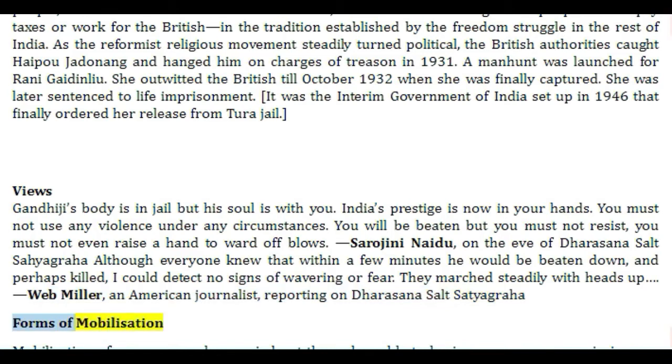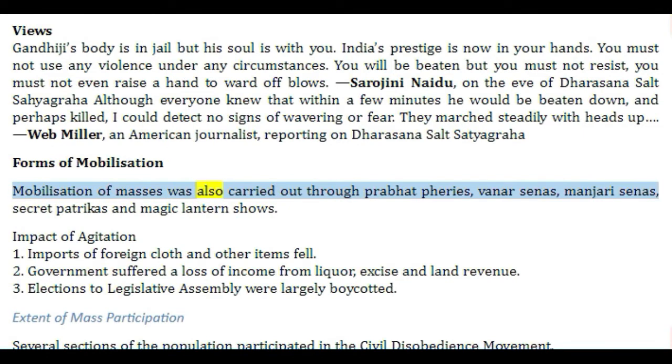Forms of mobilization. Mobilization of masses was also carried out through Prabhat Pheris, Vanar Senas, Manjari Senas, secret patrikas, and magic lantern shows.